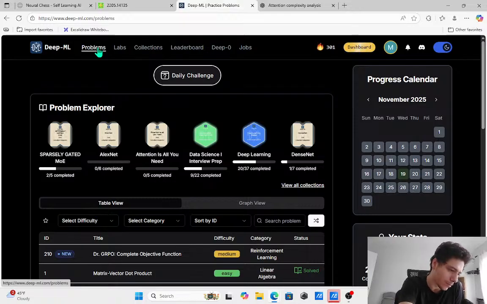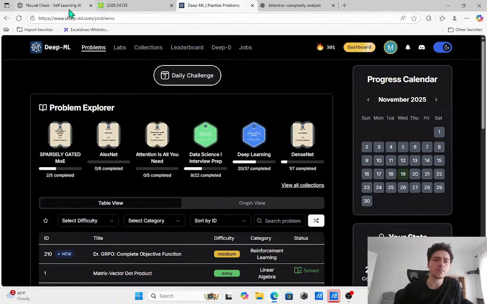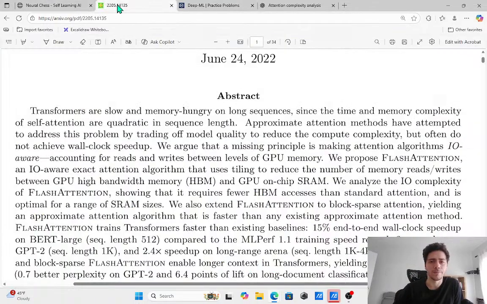Let's see. It's all based on the bitter problem. Is that like the Richard Sutton paper or article? The bitter lesson?